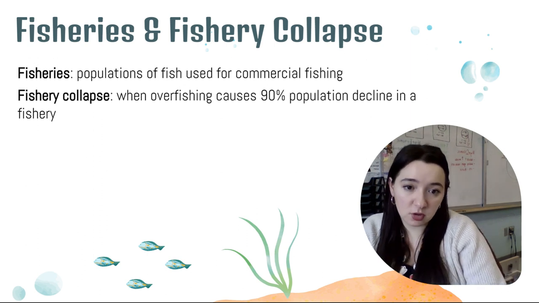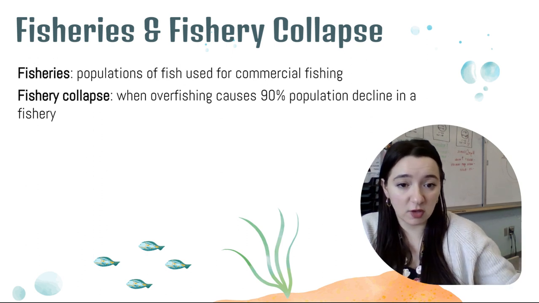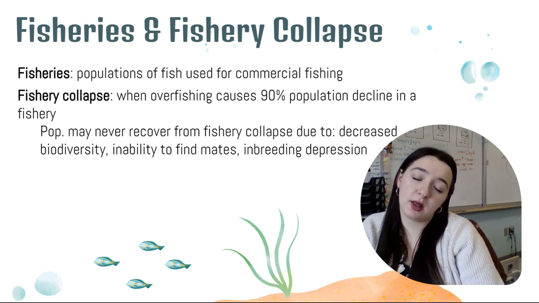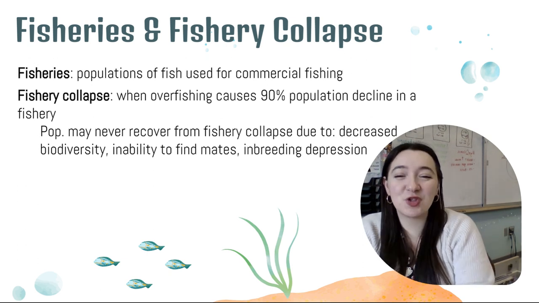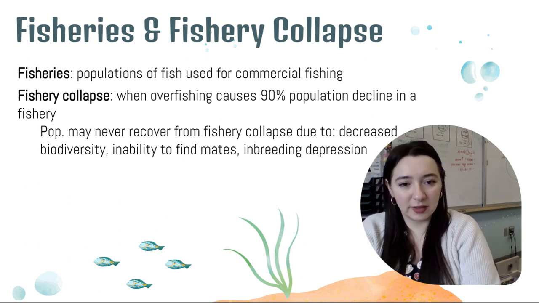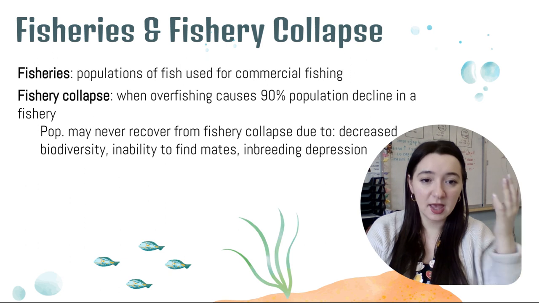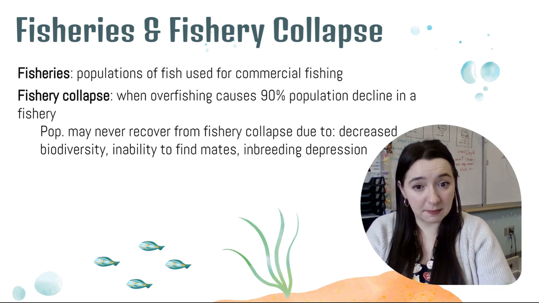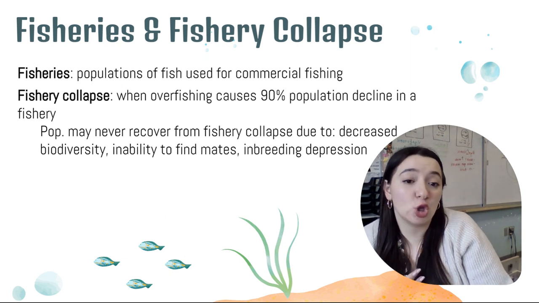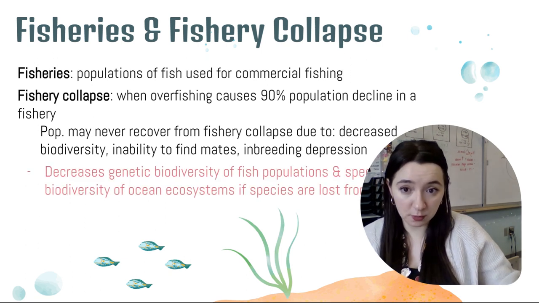As a reminder, the world's oceans are an example of a commons. The tragedy of the commons is when humans overuse a resource to the point where it's depleted. So when you have a population collapse or a fishery collapse, the population may never recover because you have so little biodiversity and so few individuals left that they might not be able to repopulate. If there are so few fish and they can't find a mate, it's going to cause inbreeding, which is not good for a variety of reasons genetically. So it's an issue when your populations decline so low.